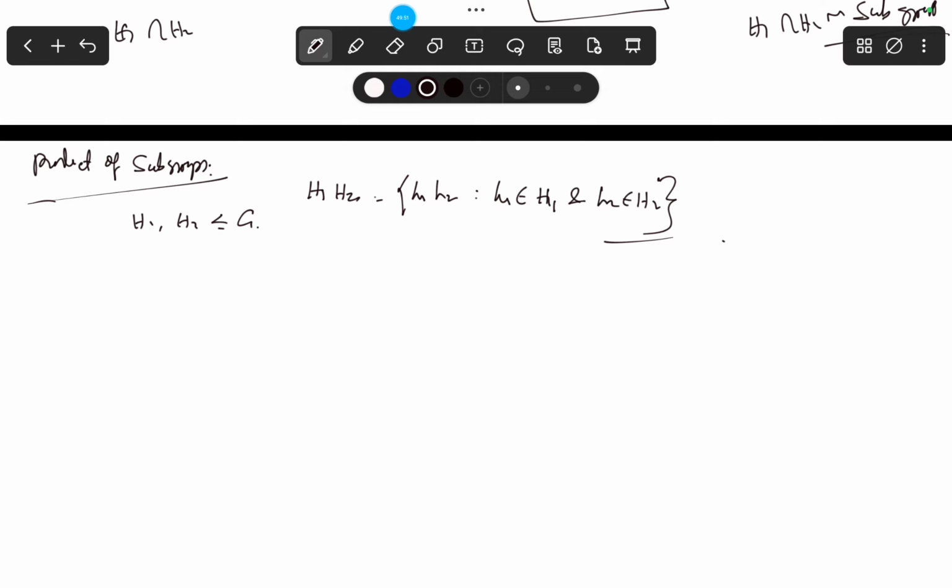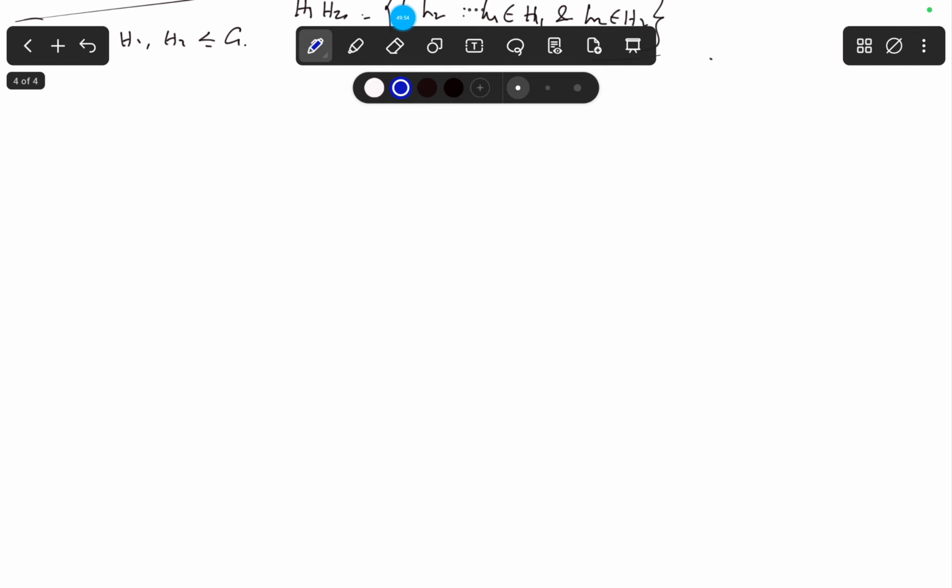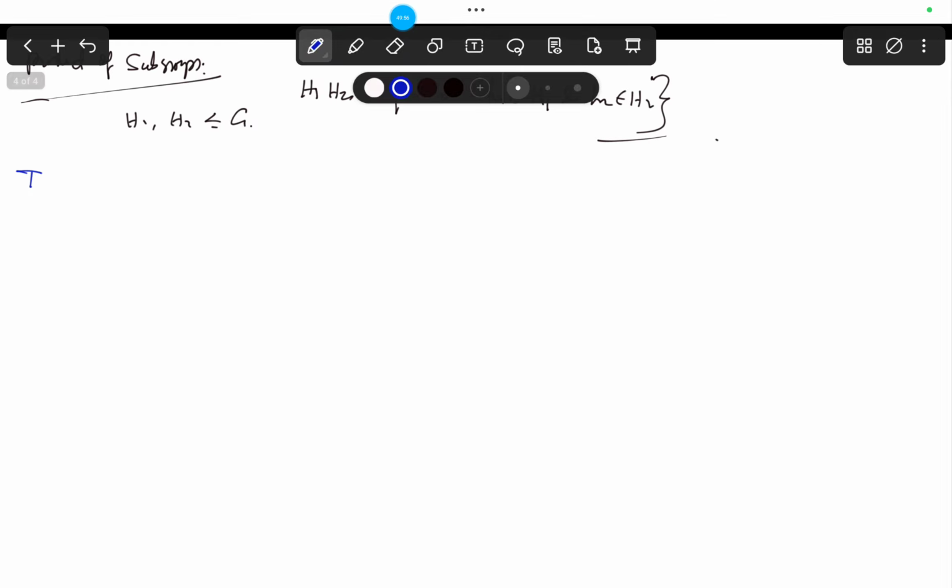Now there is a theorem that basically characterizes when the product of two subgroups is a subgroup.